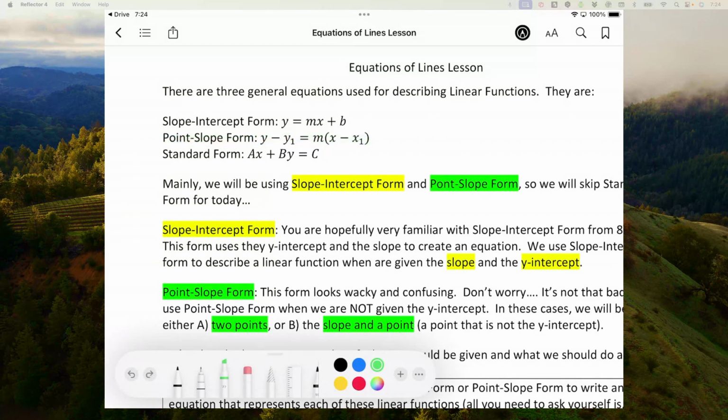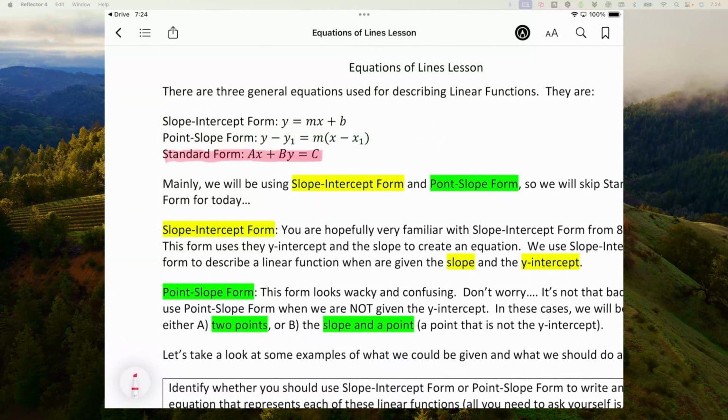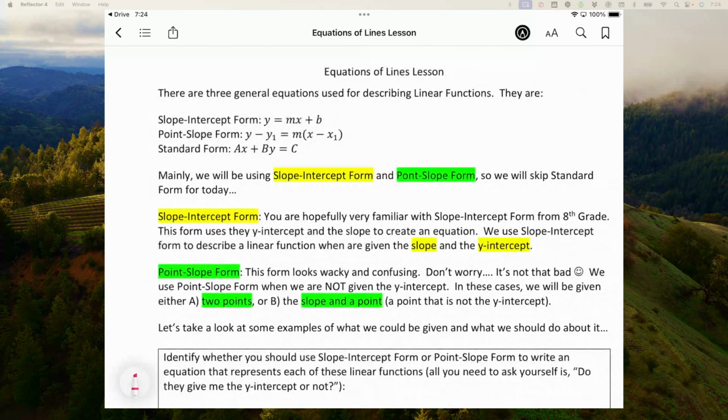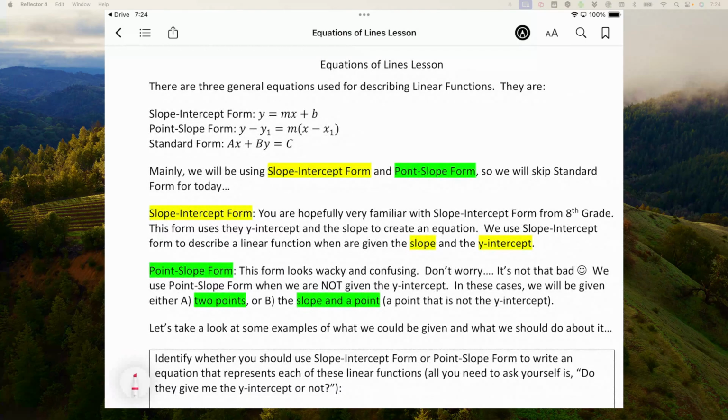afraid of. And then lastly, we do have this other one here called standard form, which we are not going to be talking about in this class. But just to bring it up, there is a third form called standard form. And so let's begin looking at the differences and similarities between slope-intercept form and point-slope form.